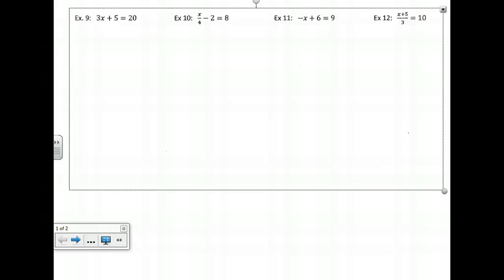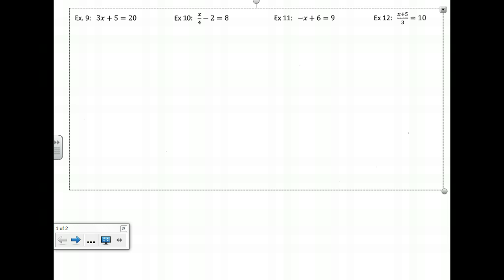Alright, welcome back. This is section 2.2, two-step equations. I'm going to do some examples. It's pretty much an extension of what we did yesterday, only instead of just looking to undo one operation, we're looking to find the inverse of two operations. Okay? Let's look at example 9 here.